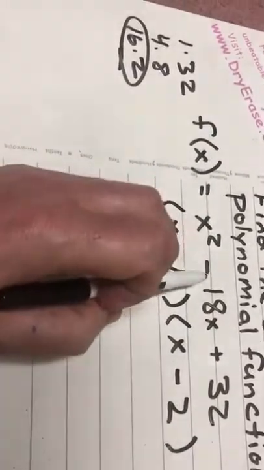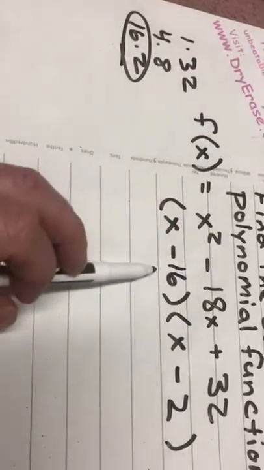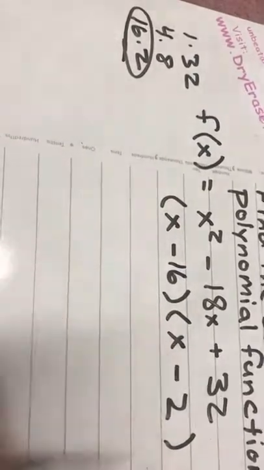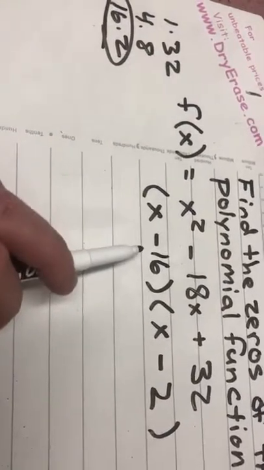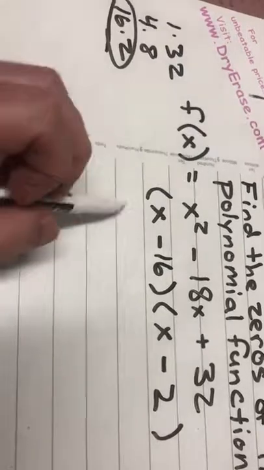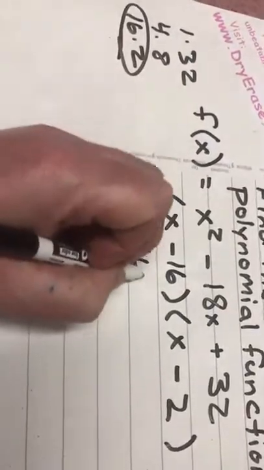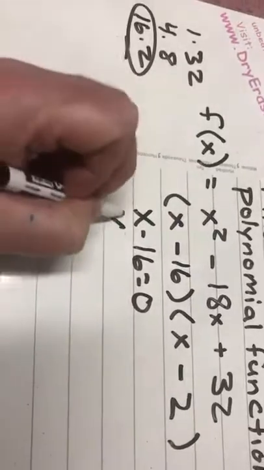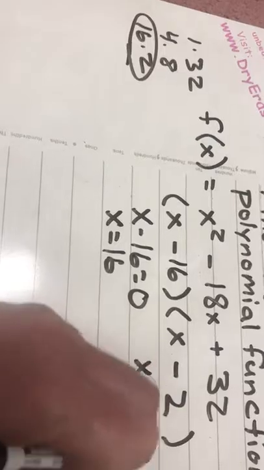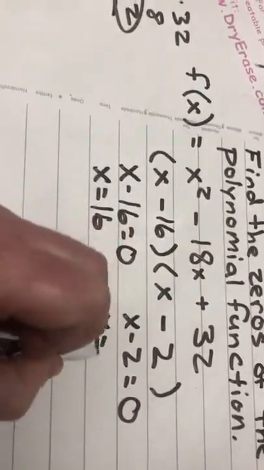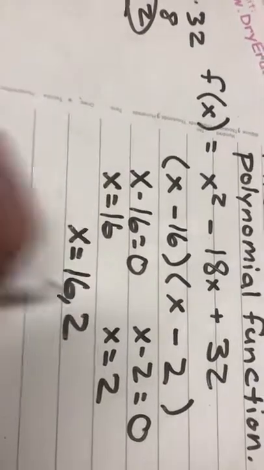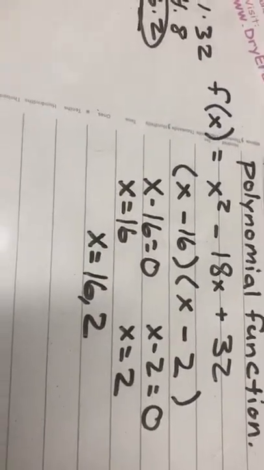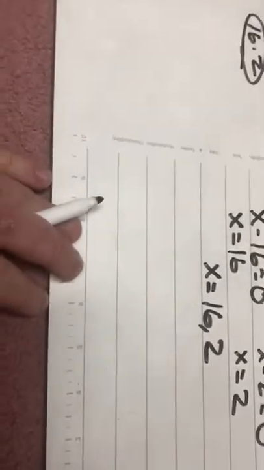All right, and sure enough, if I do negative 16 and negative 2, you add those two numbers together, negative 16 plus negative 2, you get negative 18. You multiply negative 16 times negative 2, and you get a positive 32. Well, now I just have to solve for the zeros. If x minus 16 were to equal 0, then x would equal 16. If x minus 2 were to equal 0, then x would have to equal 2, which means x equals 16 and 2.